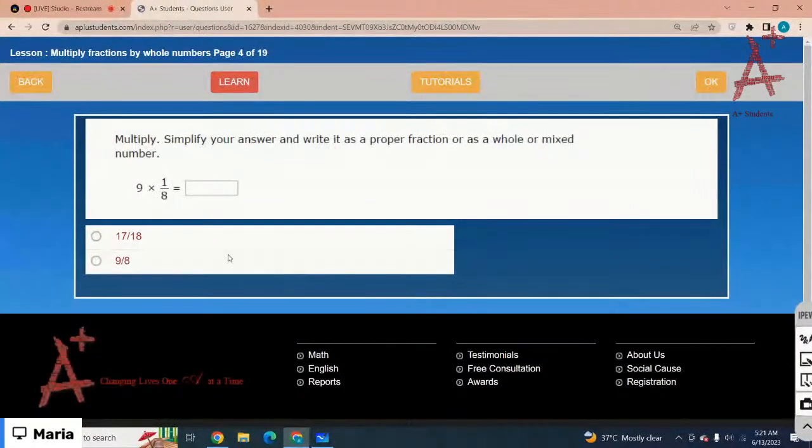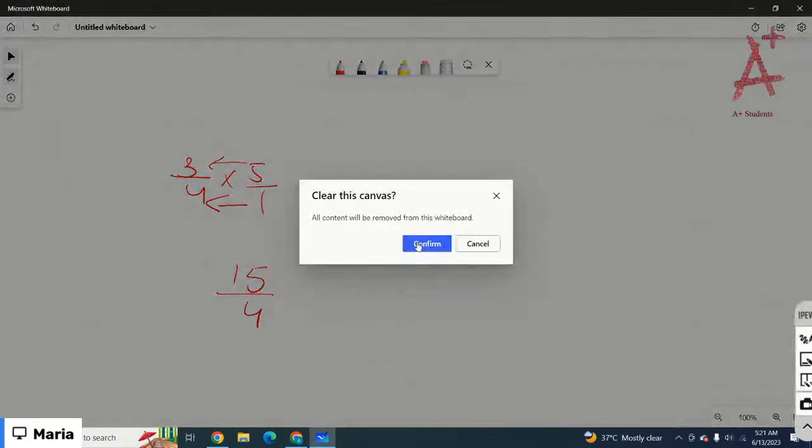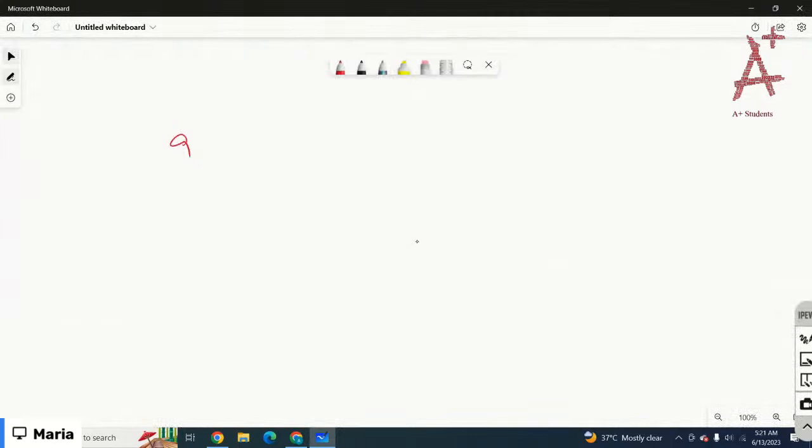Very good. Okay, the next one is multiply. You have to do 9 times 1 over 8. That means the denominator is 1. You have to do numerator times numerator and denominator times denominator. So it would be, so which is the correct option? Yes, that would be 9 over 8. Very good.